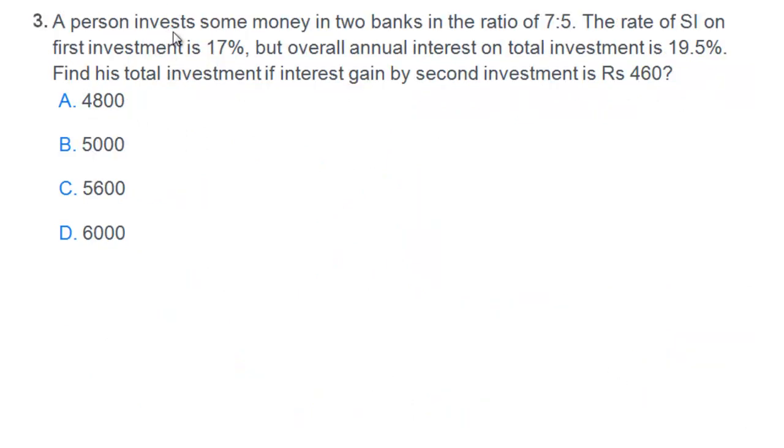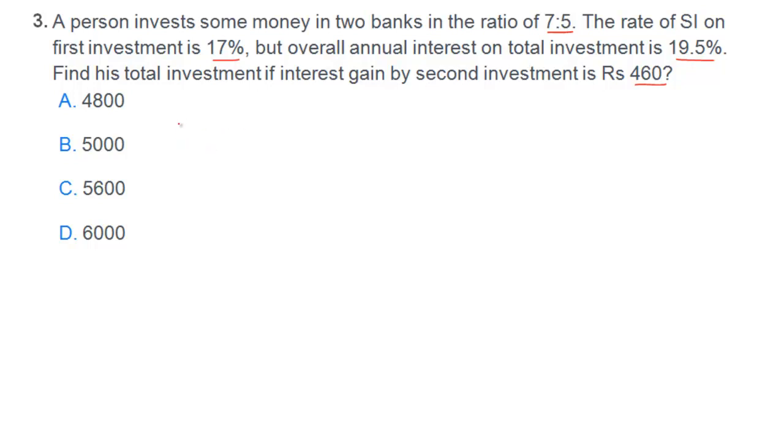Let's take the next question that says a person invests some money in two banks in the ratio 7:5. The rate of simple interest on first investment is 17%, but overall annual interest on total investment is 19.5%. Find his total investment if interest gained by second investment is rupees 460. So the situation is he invests in two banks and the ratio is given, and the rate of interest on first investment is given, and average rate of total investment is also given.